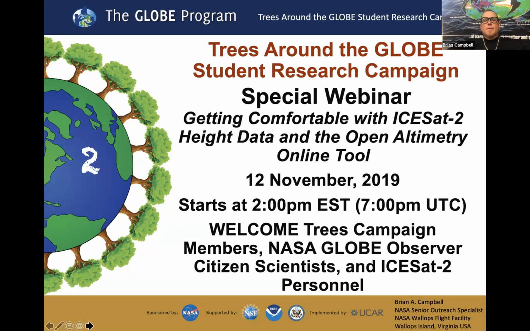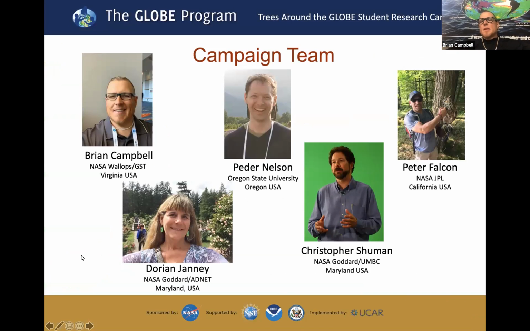This is some information that's really pertinent to what we're going to talk about. Just for those of you who don't know our campaign team, once again, this is the Trees Around the Globe Student Research Campaign, part of the Global Learning and Observations to Benefit the Environment program, which is funded by NASA and supported by NOAA, NSF, and the U.S. Department of State. Our campaign team are Dorian Janney from NASA Goddard in Maryland, Peter Nelson from Oregon State University, Dr. Christopher Schumann from NASA Goddard and UMBC, University of Maryland, Baltimore County, and Peter Falcon from the NASA Jet Propulsion Laboratory. And myself, Brian Campbell, I'm at the NASA Wallops Flight Facility in Wallops Island, Virginia.